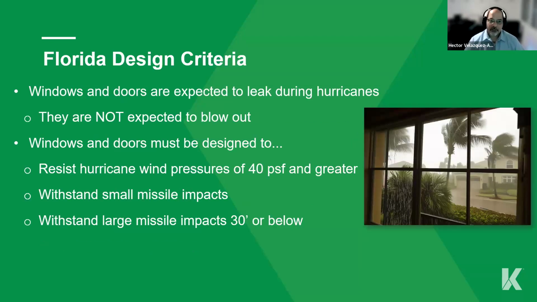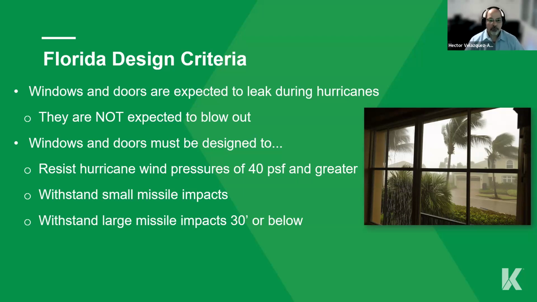For the Florida design criteria, windows or doors are expected to leak during hurricanes. I think we've covered that quite a bit. They're not expected to blow out. That's what we're looking for. They're not expected to come out of their hinges. They're not expected to come out of how they're attached to the building if it was done properly, but they are expected to leak.